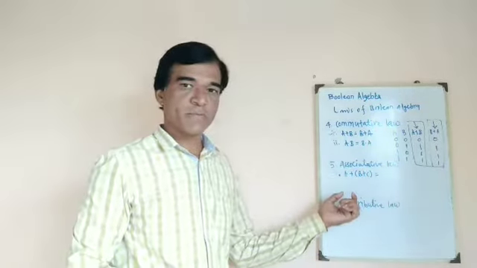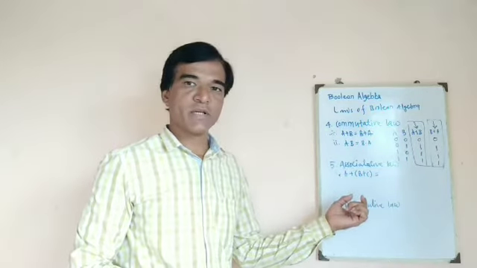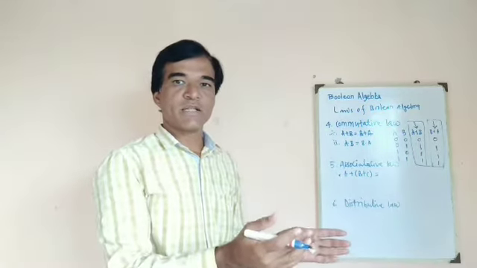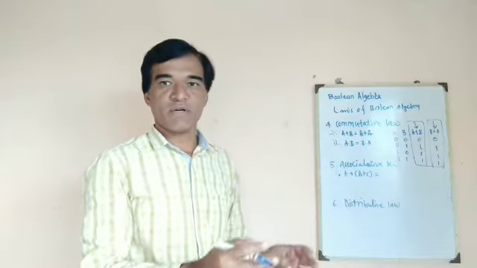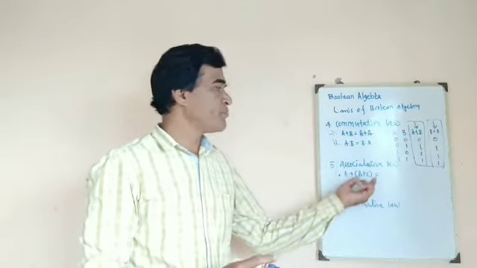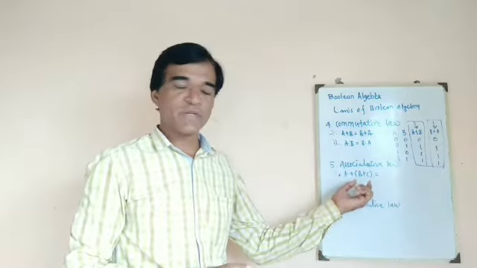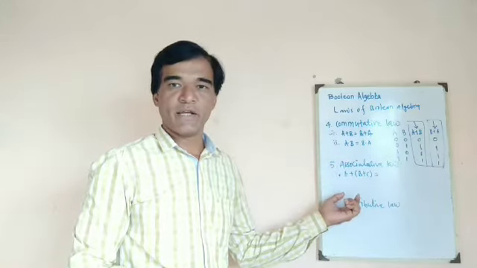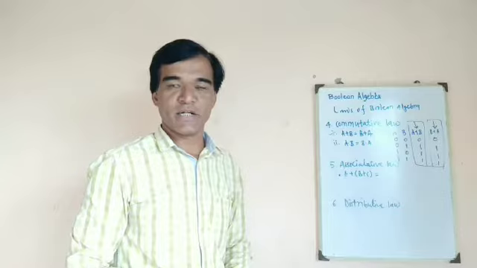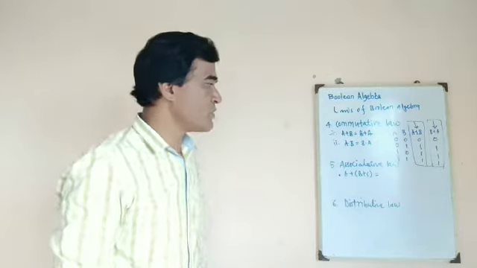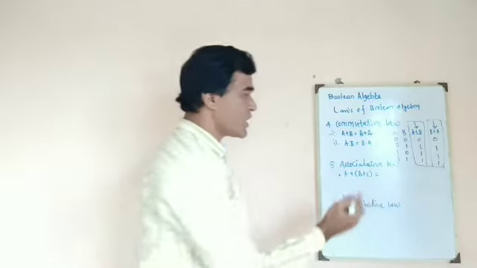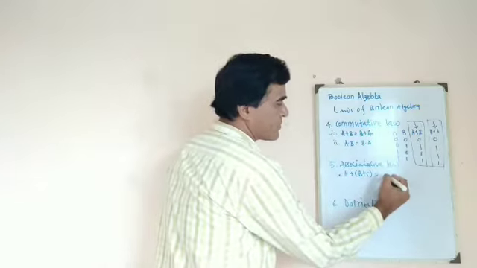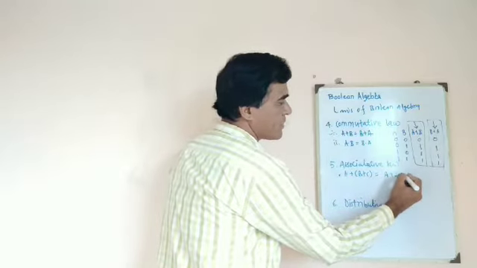Now, this equation is a Boolean expression. In this Boolean expression, the terms inside the bracket must be solved first. So here B plus C must be done first and then it should be added with the logical value of A. This is what this equation states. The associative law allows us to remove this bracket, that is, A plus B plus C.